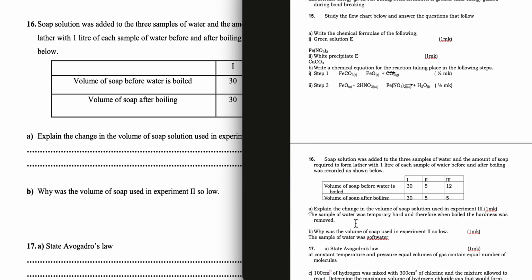The sample water was temporarily hard, and therefore when boiled the hardness was removed. Why was the volume of soap used in the experiment 2 so low? The sample of water was soft water.